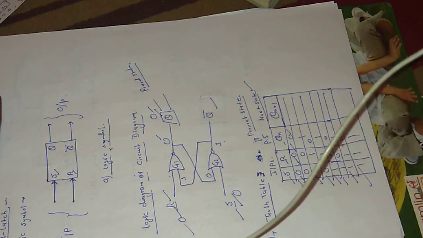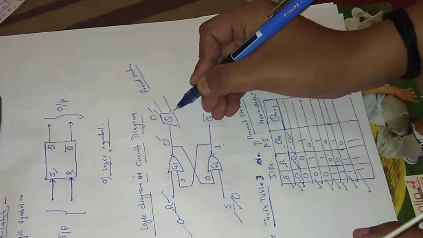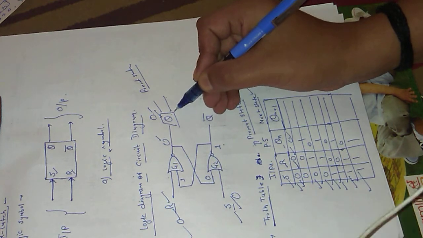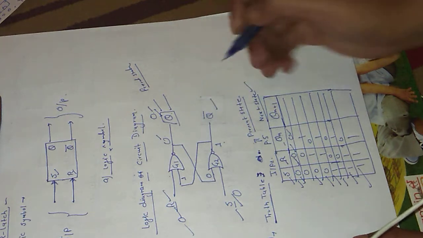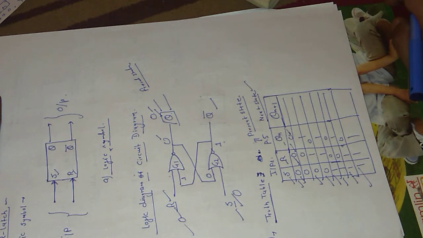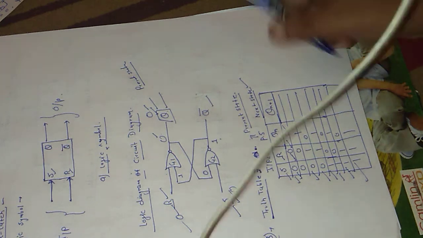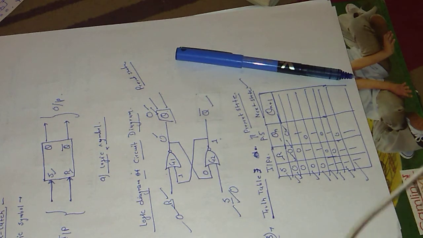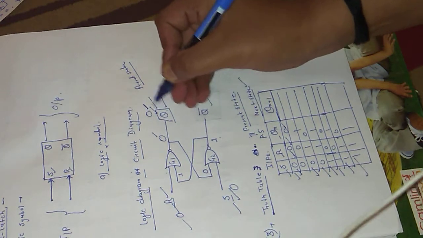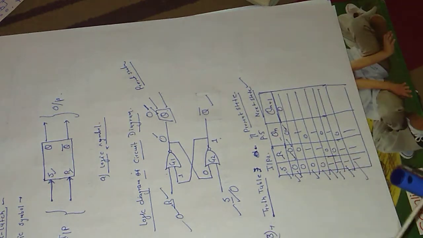It means that there are two stable states. Earlier the present state, the value of Qn, was 0. After both inputs become 0, the state remains unchanged. Earlier it was 0, and now again it is 0.